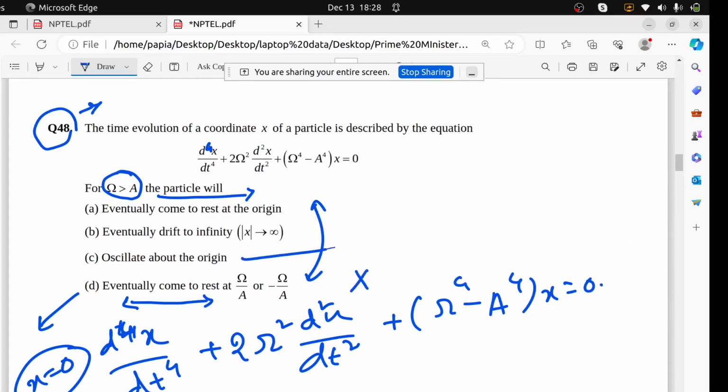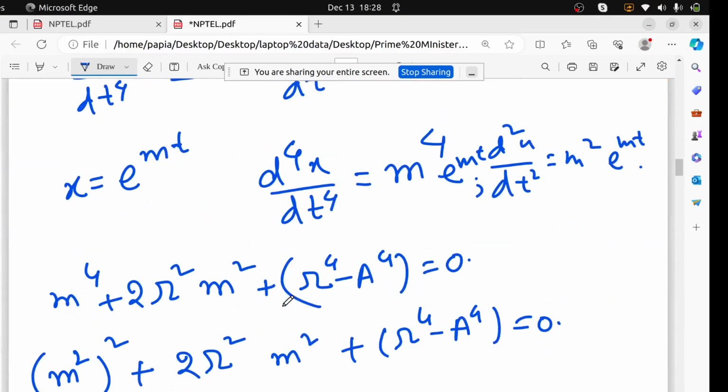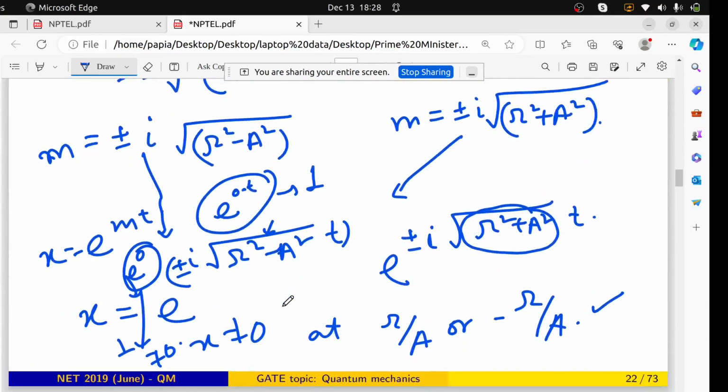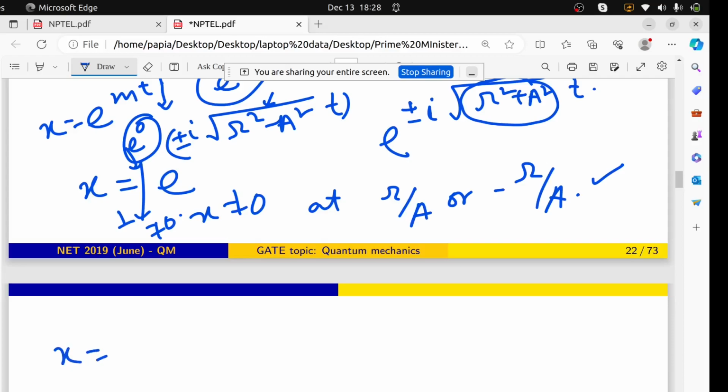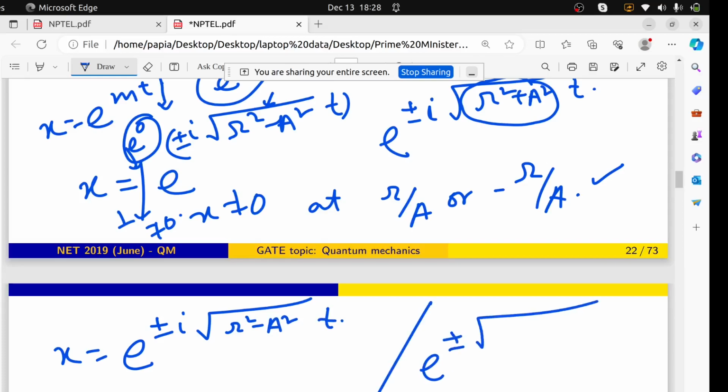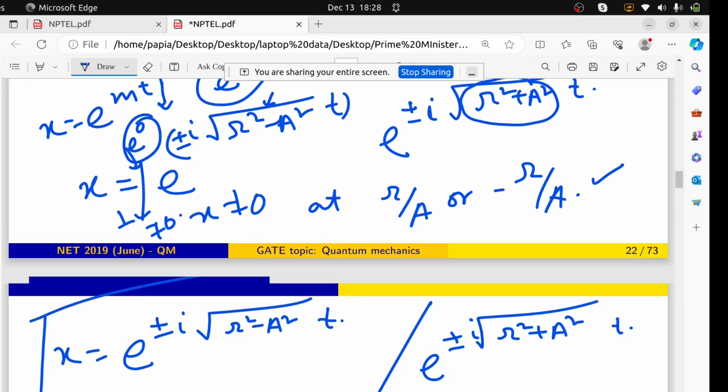Now, come to oscillate about the origin. You can see that this is nothing but an oscillatory expression: e to the power plus minus i square root of omega square minus a square into t. So is this an oscillatory expression or not? Obviously it is an oscillatory expression. So option C is the correct one because this is an oscillatory expression.